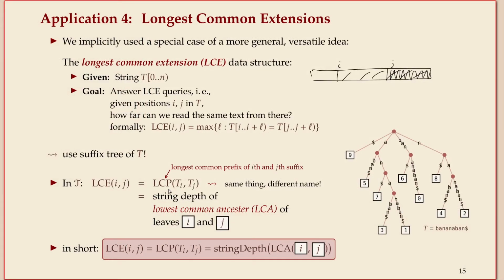So we already know what this is. It's the same thing, just a different name for the longest common prefix of two suffixes. And that again was, remember, we used this before when we were talking about the longest repeated substring. That is the string depth of the lowest common ancestor of i and j. I mentioned the term at the time already.